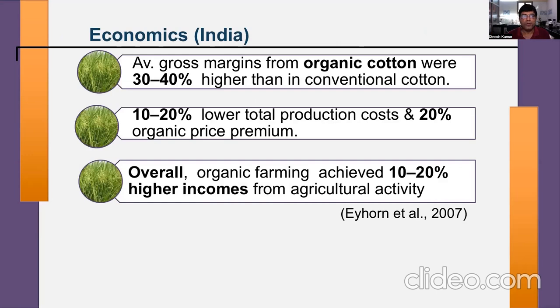And now coming to economics. You can save your questions for the end of this lecture, and I will answer all the questions. As far as economics is concerned, the gross margin in cotton, for example, is 30 to 40% higher than in conventional cotton, because of 10 to 20% lower total production cost and at least a 20% organic price premium. So overall, you can see that 10 to 20% higher income is expected in organic farming.